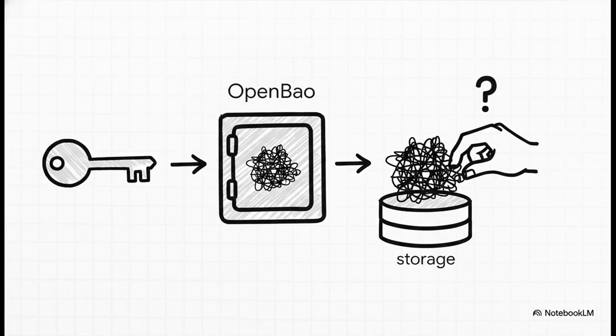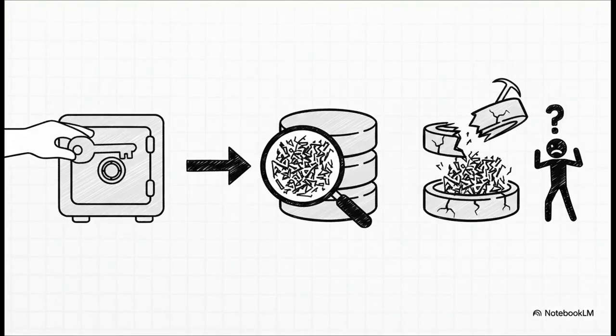Okay, next up is the most basic job of any digital vault, right? Making absolutely certain that the stuff you put inside is actually safe from anyone who shouldn't see it. And OpenBao's approach here is honestly super robust. It encrypts everything before it ever even touches a disk. And that's huge. Think about what that means.